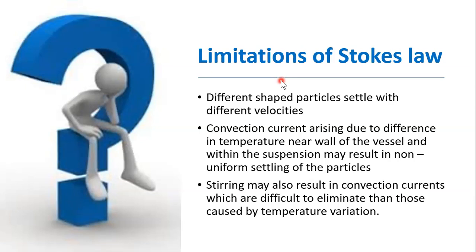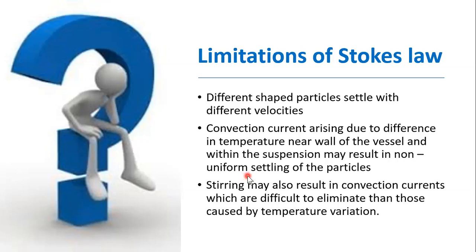So we have also some limitations. That is also basically based on the assumptions which we have made. Different shaped particles settle with different velocity. So this is the defect. If the shape is different, even if the size is the same, the velocity will be different. Convection currents arising due to difference in temperature near the wall of the vessel and within the suspension may result in non-uniform settling of the particles.